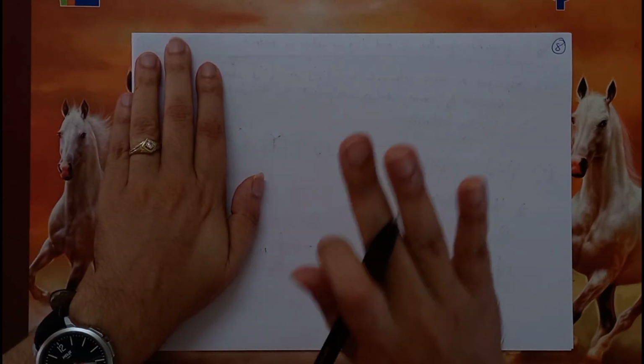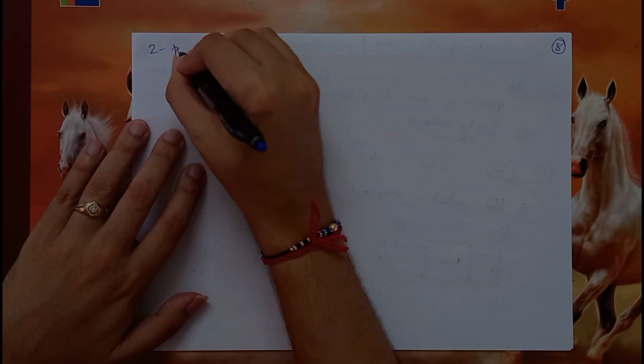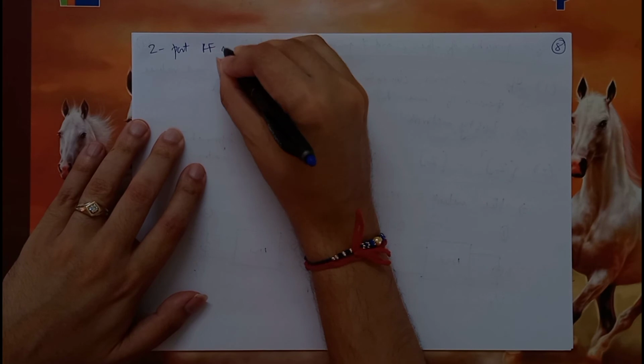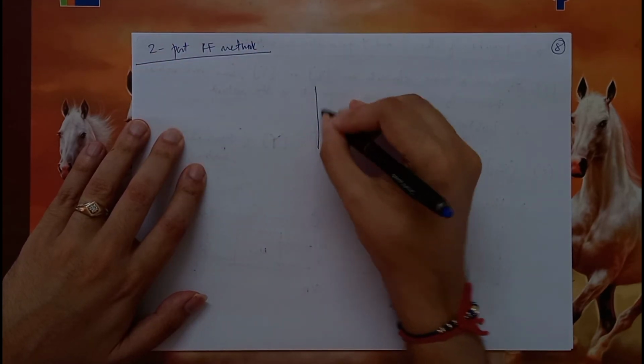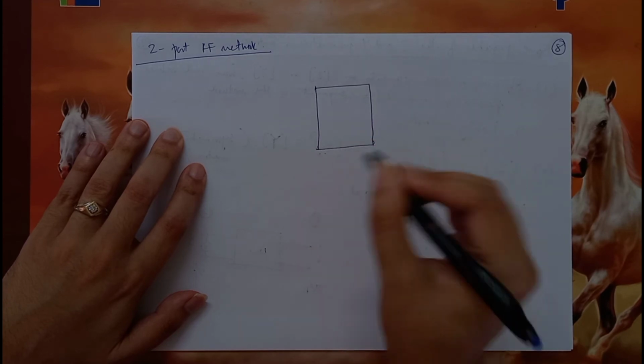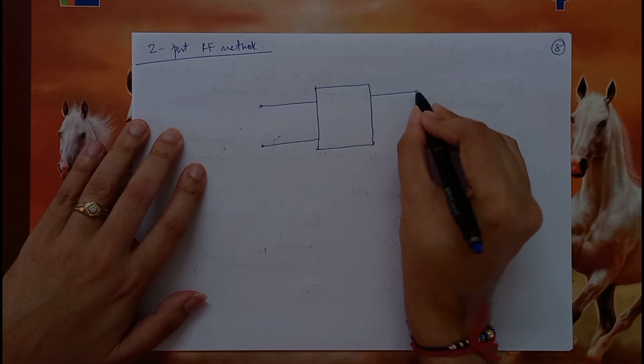Now, let us introduce RF. Let us say I have an RF network that is having two ports. And this is port 1 and this is port 2.